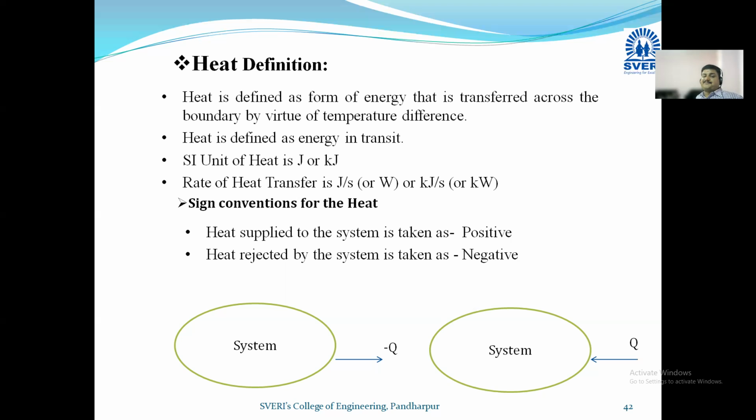Rate of heat transfer is joule per second. Rate means what? Time factor is included in it. जेव्हा पण रेट नावाचा शब्द येतो त्यावेळी लक्षात ठेवायचं की टाइम फॅक्टर त्यात इन्क्लूड झालेला आहे. पर सेकंड हाऊ मच हीट यू कॅन ट्रान्सफर. So when you will take it per second means joule per second or kilojoule per second. That joule per second is nothing but the watt.